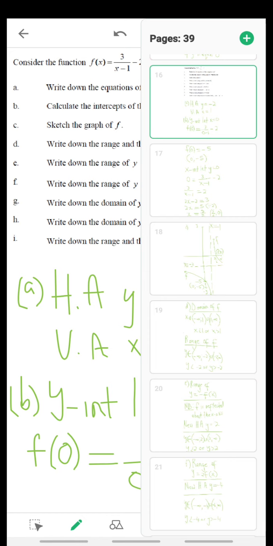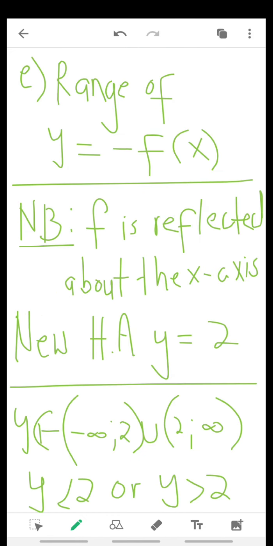So it means my answer to E will be, remember, I said f is reflected about the x-axis. That's why y changes. So since our original horizontal asymptote was y equals minus 2, then it means it will also change and become y equals 2. Because all the y values for this function will change about the reflection of the x-axis. So as a result, my asymptote will become y equals 2, the new horizontal asymptote.